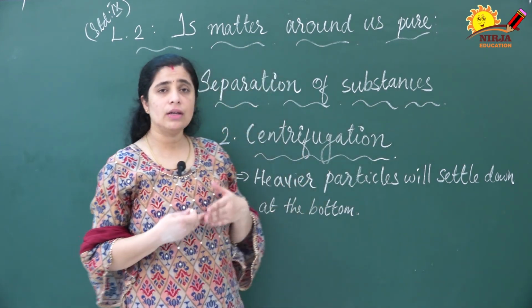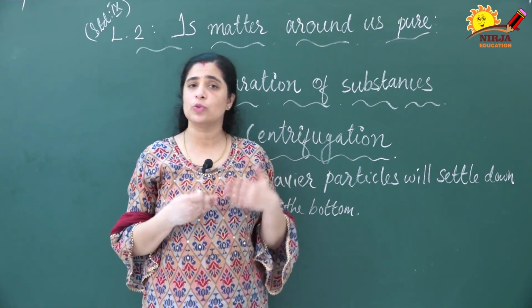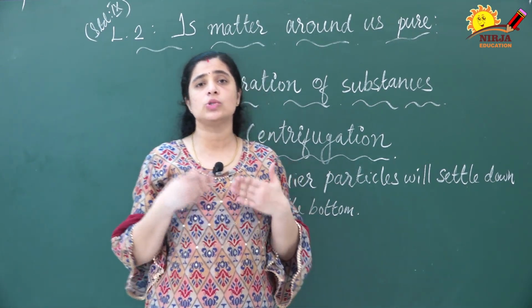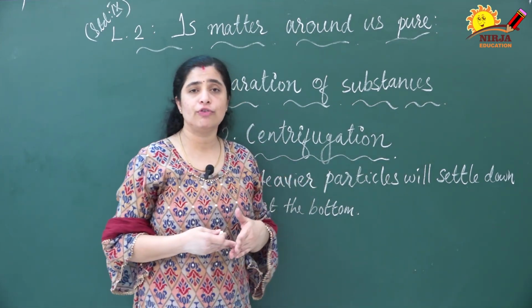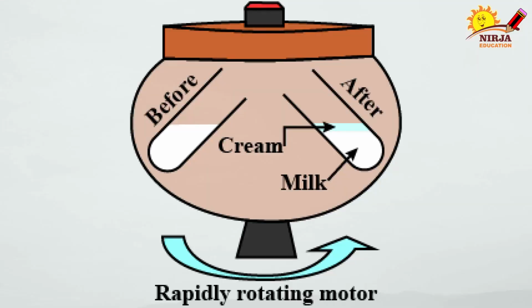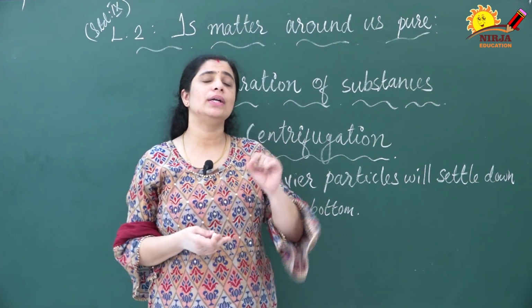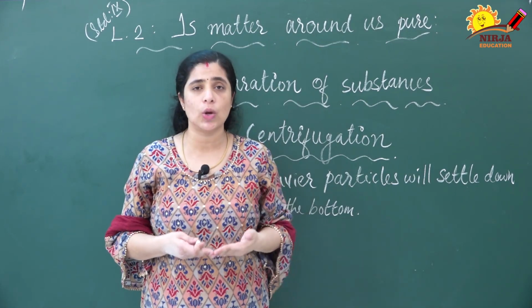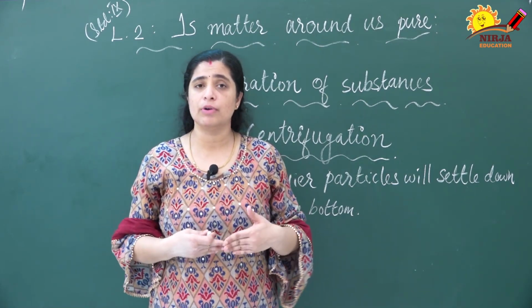So to separate the colloids, where two phases will be there, we use this method, centrifugation. You can see here the centrifuging machine. What is actually happening here is that we take the liquid, suppose milk, or blood also, which is an example of a colloid.